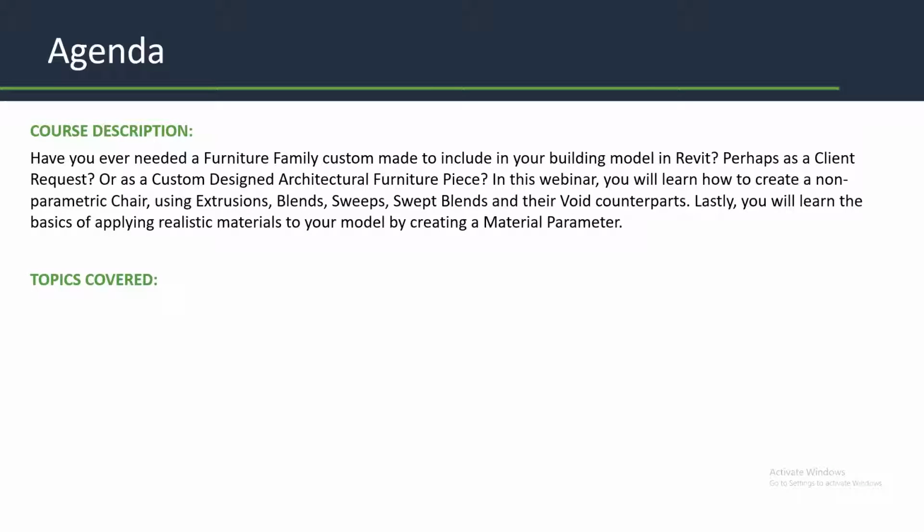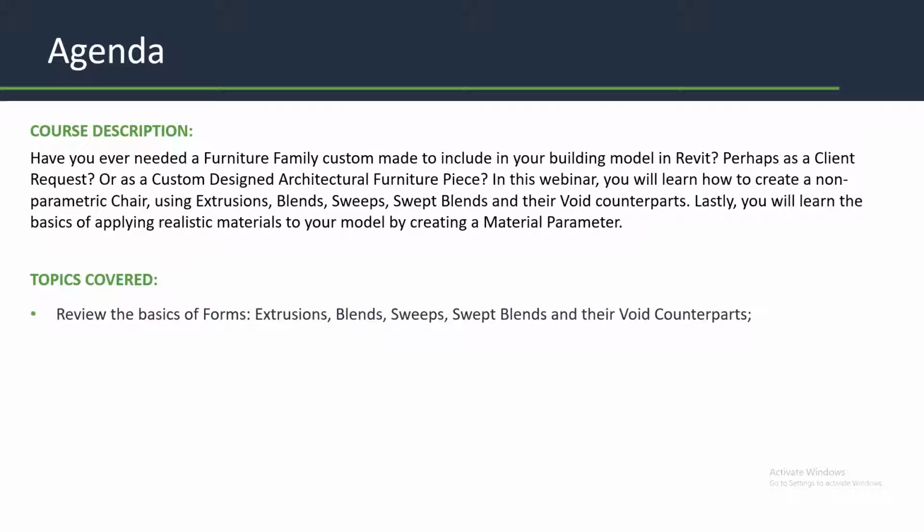So course description, today we're going to be modeling a furniture family that is non-parametric with the exception of the material parameter. What that means is that I'm not going to be doing any dimensional parameters or length or anything of that nature. It's just a non-parametric chair: extrusions, blends, sweeps, swept blends, and voids. And then of course, the only parameter we will be looking at today will be the material parameter, because we're going to add that to our model. And I'm going to show you that technique.